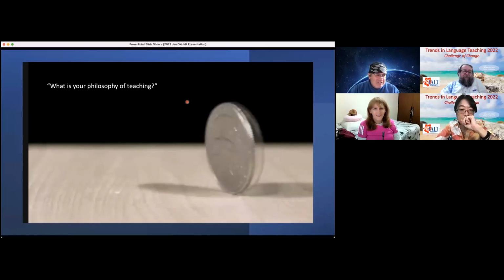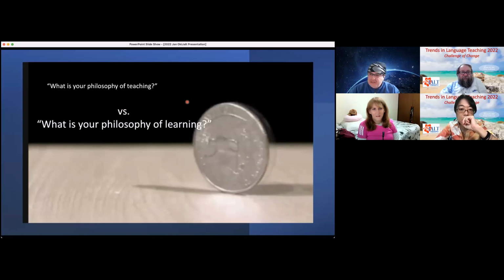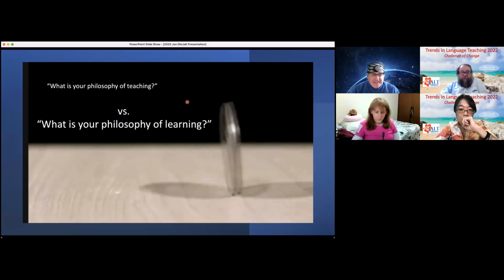And the other side of the coin would be, what is your philosophy of learning? And I think the focus on learning sometimes takes us into different places than the focus on teaching. So not so much what we want to do as teachers, but what can we do to help our students learn?